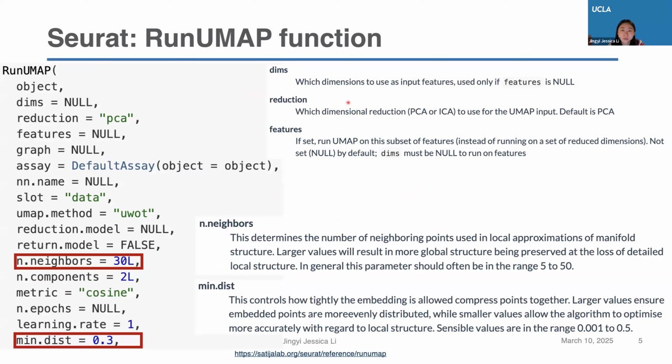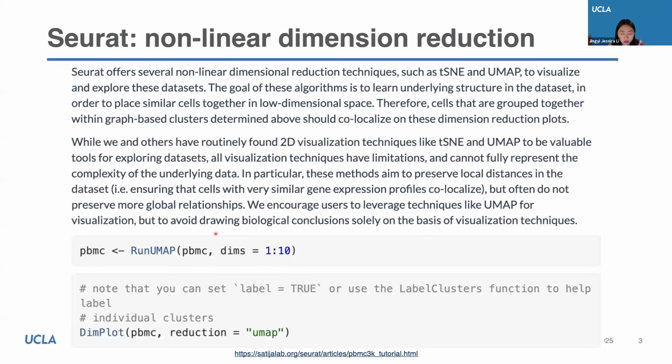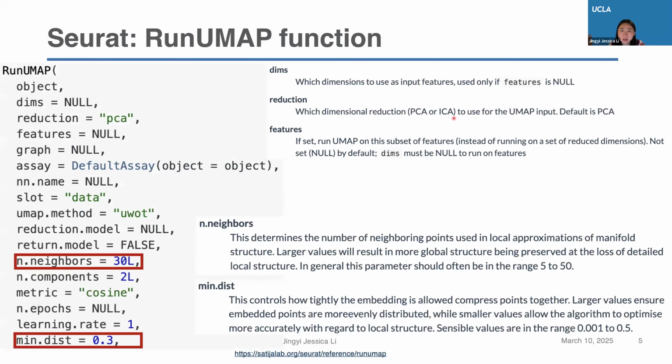Okay, and also, in the input, you will need to input the number of dimensions, basically right here, 1 to 10. This is which dimensions to use as input features. In our case, since you set the reduction to PCA, it means that you're using PC1 to PC10. But you can also set it to ICA. If you perform ICA on your data, then you will use the independent components, ICs, instead of PCs.